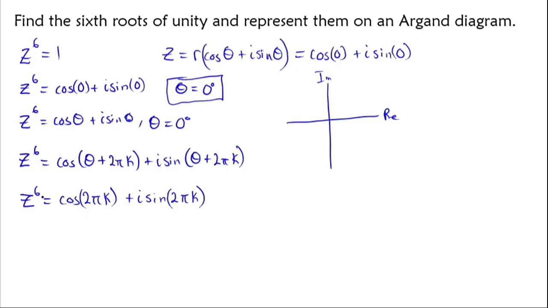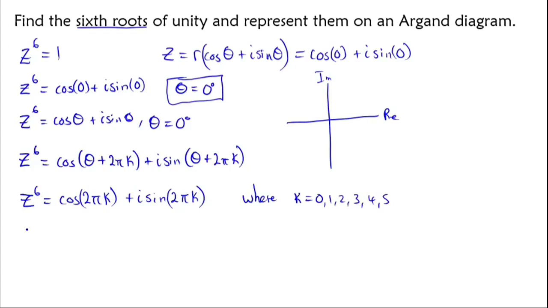Now, it's important to note that on the left-hand side, we have a power 6. So to get rid of that power 6, I'm going to raise both sides to the power 1 over 6. First of all, k is just the list of integers. In this case, since we want 6 roots, we'll say k is equal to 0, 1, 2, 3, 4, 5. This gives us k having 6 values.